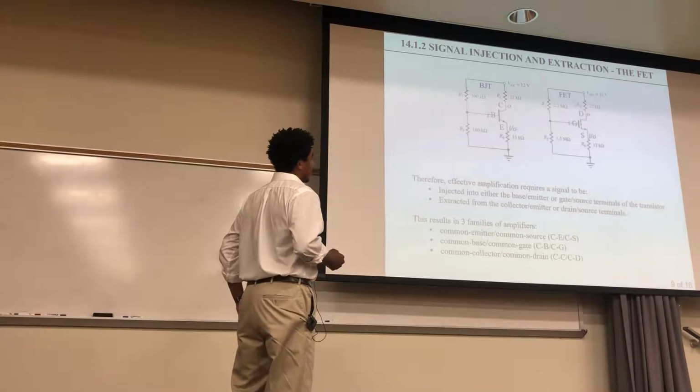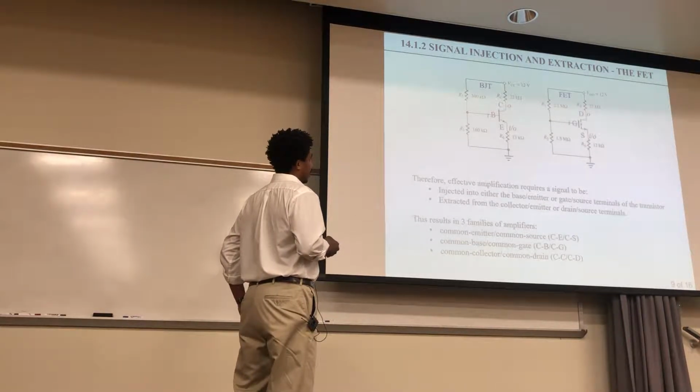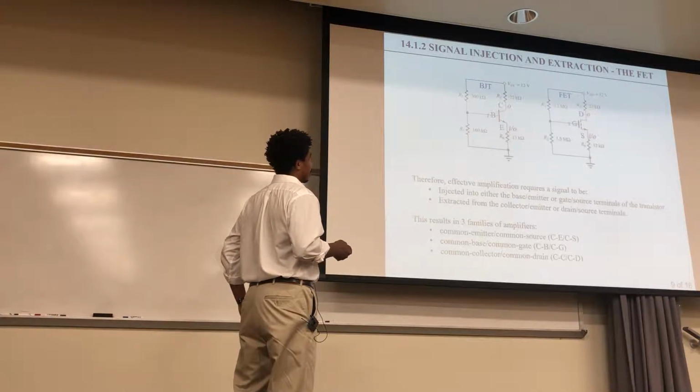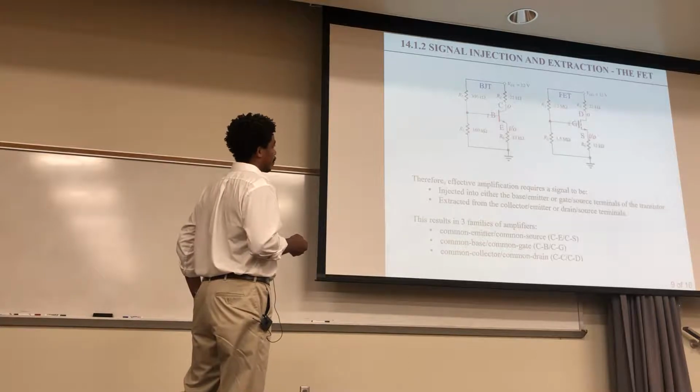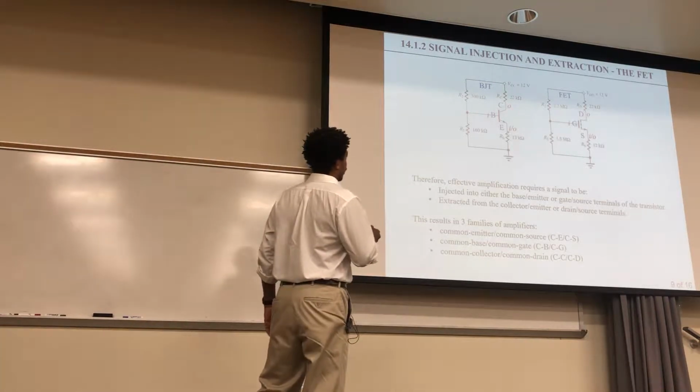So for effective amplification, your input could be injected into either the base, or emitter, or the gate and source terminals of the transistor. And it can be extracted from the collector, emitter, or drain source terminals. So I have the I's and O's here: I's for input, O's for output.